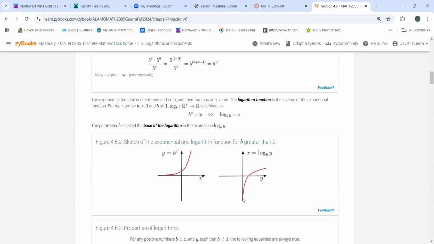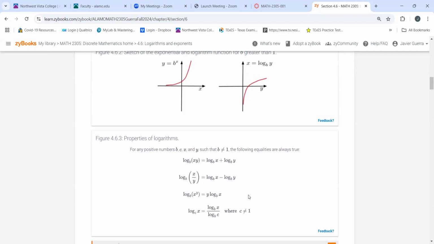The log function, the graph of that is going to be reversed. So it doesn't cross the y-axis. It starts from 0 and it just goes on to infinity. So that's the graph of the log. It's kind of like here's the L and it's just going reversed.